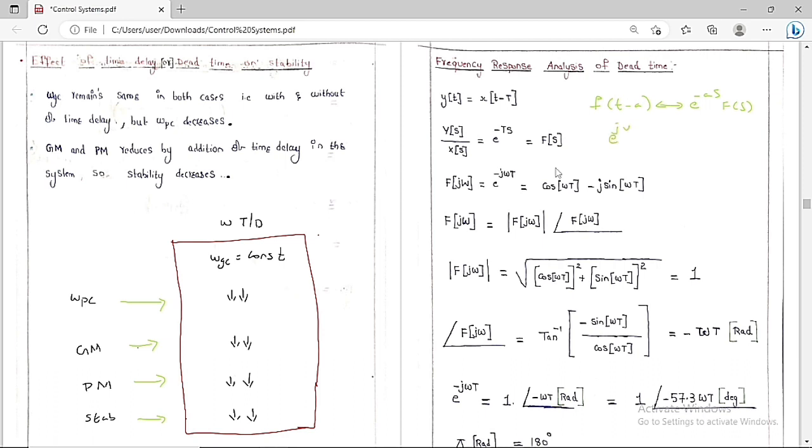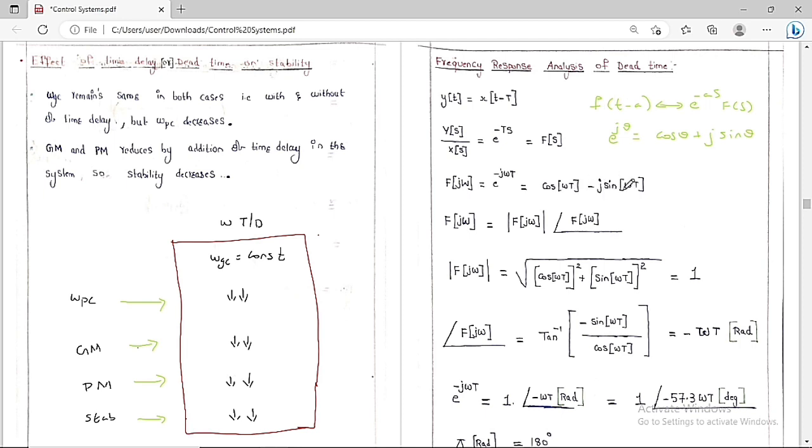e to the power of j theta is equal to cos theta plus j sin theta. So based on this formula, with theta equal to minus omega T, we get cos of minus omega T plus j sin of minus omega T. Cos of minus theta is equal to cos theta, and sin of minus theta is equal to minus sin theta. So we get cos omega T minus j sin omega T.